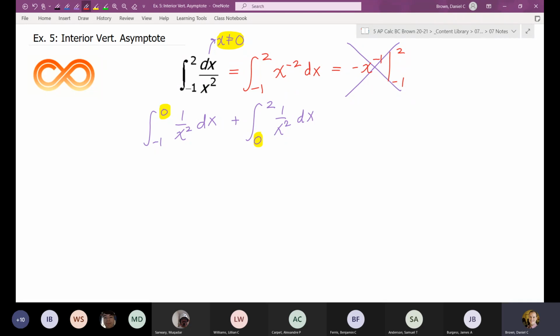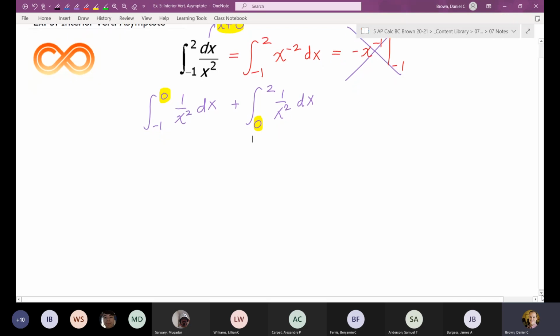And then from there, I can go ahead and just treat it like an improper integral. We do have 2 integrals here that we're going to have to deal with. They all had the same antiderivative. So the antiderivative of this is negative x to the negative 1, or negative 1 over x if I rewrite it as a fraction.